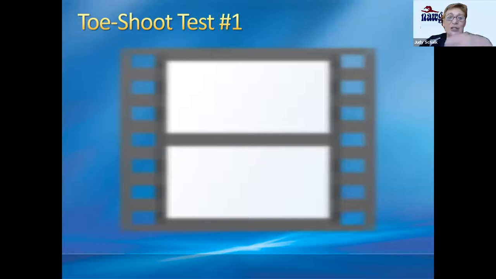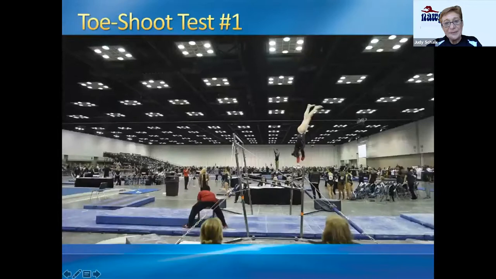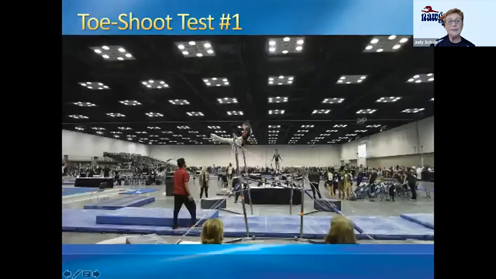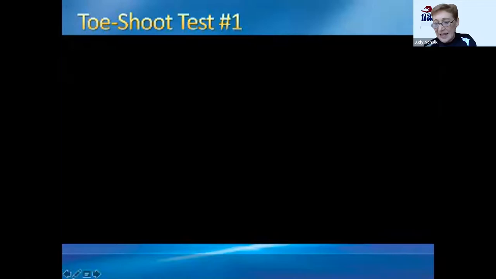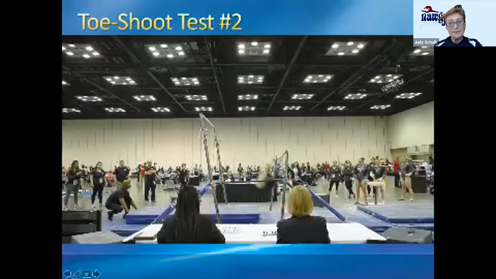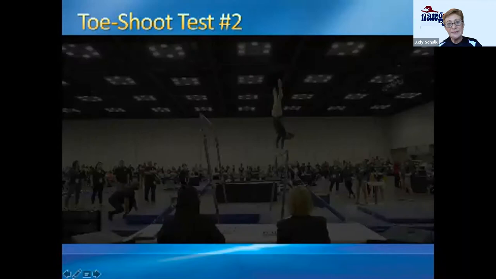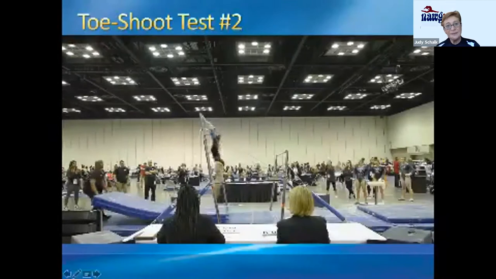Okay, so I got to get this thing off of my screen. Okay, here we go with the first test example. And our second test example. And our third example.